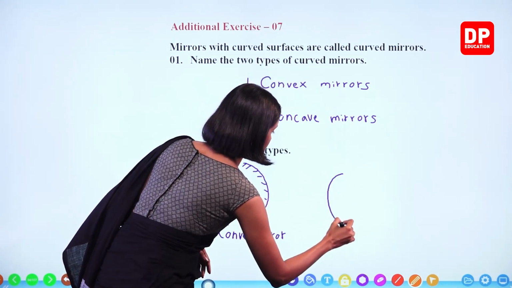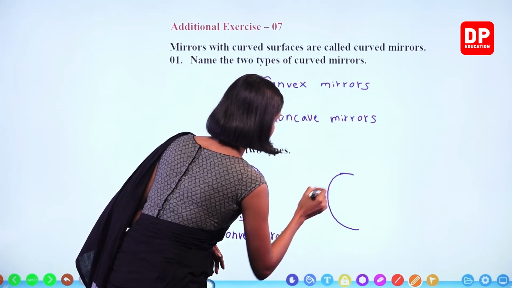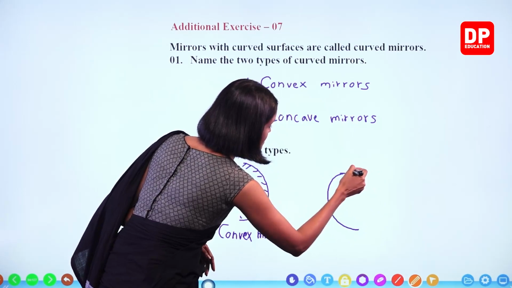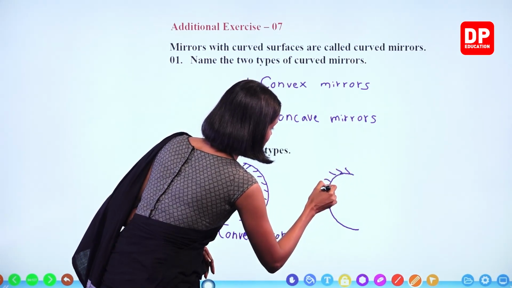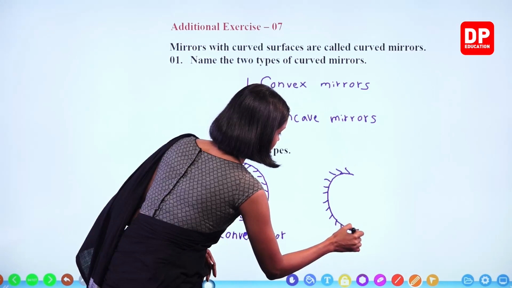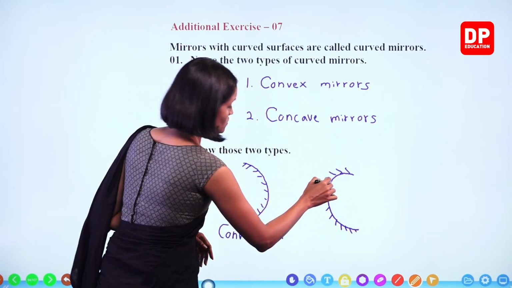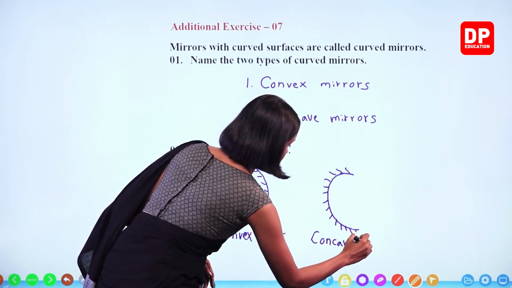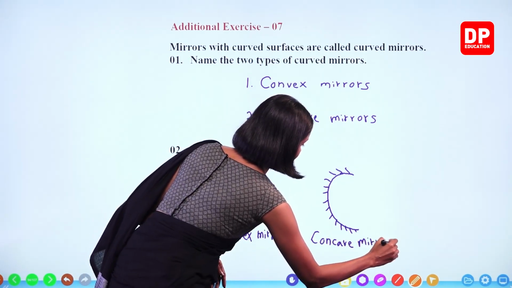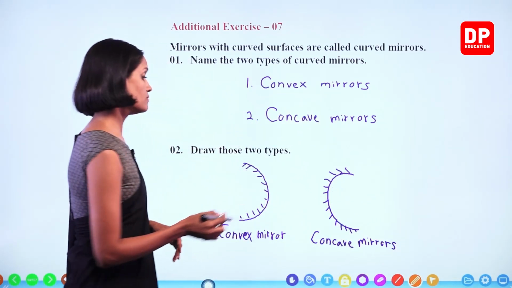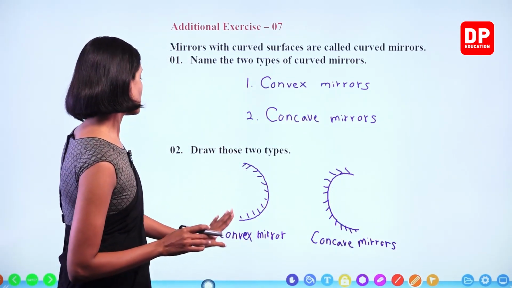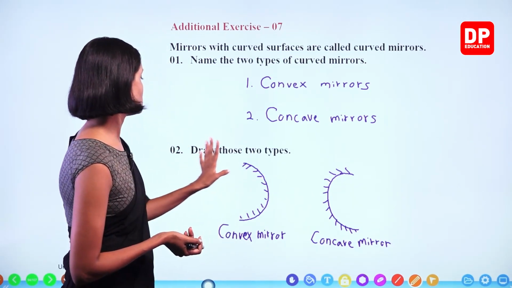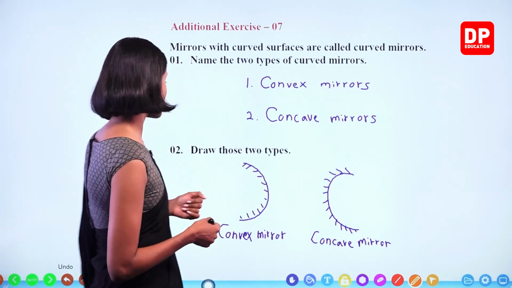Concave mirror. Here, the side that is curved inwards is the mirror side, the reflecting side. On the other side you have to put small lines. Concave mirrors are curved inwards. Right, children? Convex mirror, concave mirror. Draw the two types. We'll move on to the next.